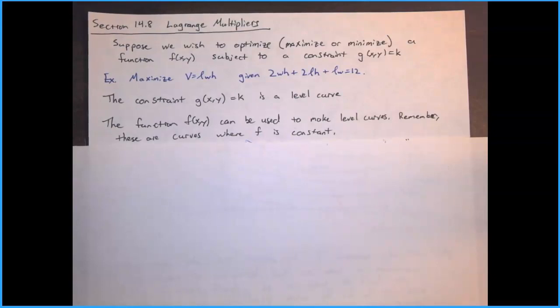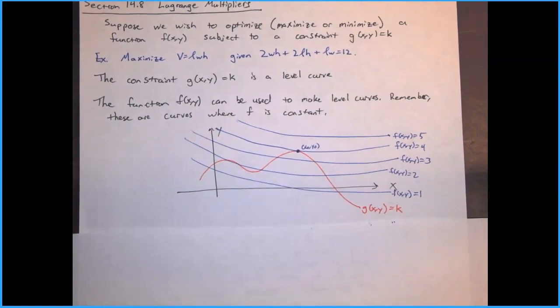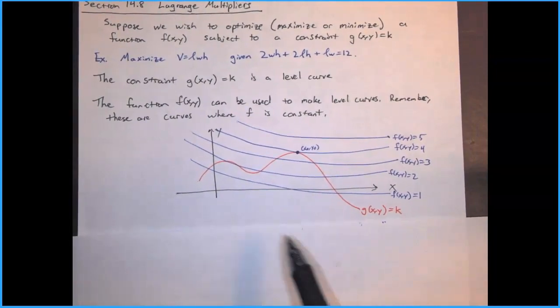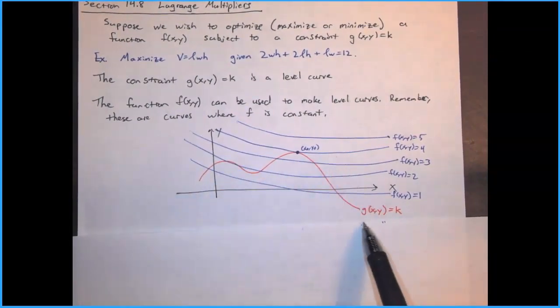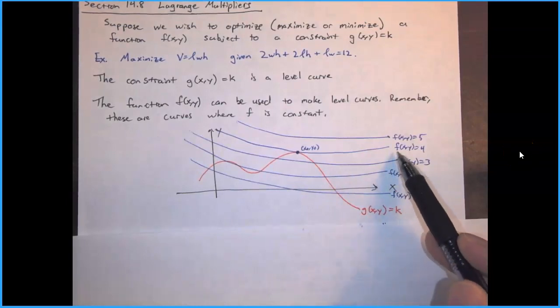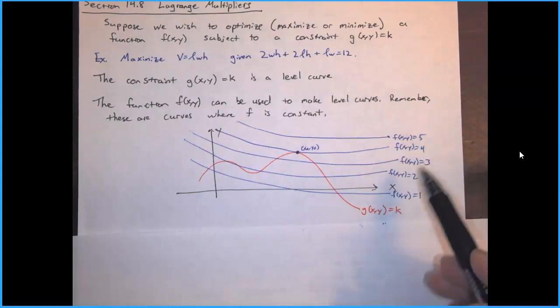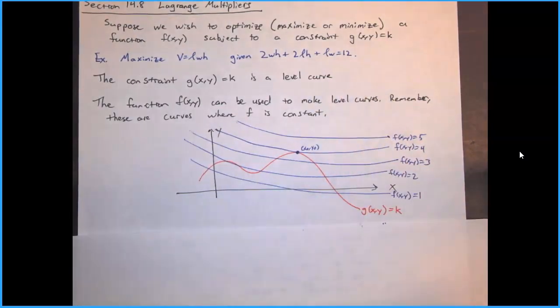So if we look at a graphical representation of what's happening, this is one possibility. Right? So let's say this is our constraint, this red curve. This is g of x y equal to k. And each of these blue curves is a different level curve of f. And I've just given them values. I made these up. This has nothing to do with the example that we're going to eventually solve.